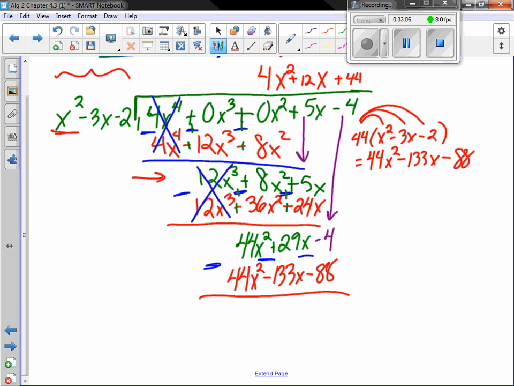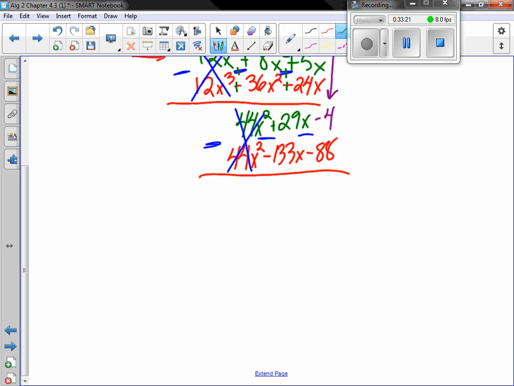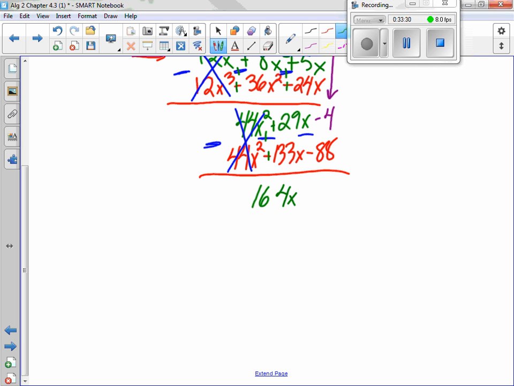Are we good with this so far? Any questions on any of this? So we subtract 4x squared minus 4x squared. These would cancel. Well, negative and negative would make a positive. So 4, carry the 1, we end up getting 164x. If you do 29 plus 133, it will give you 164. Not 64.